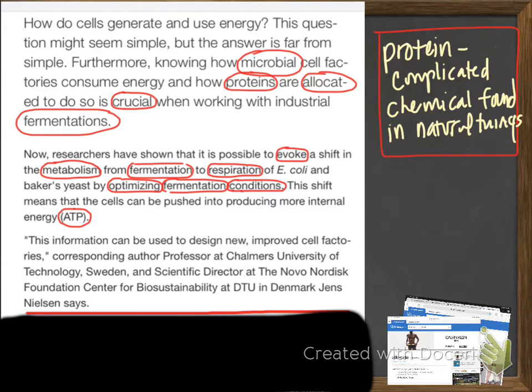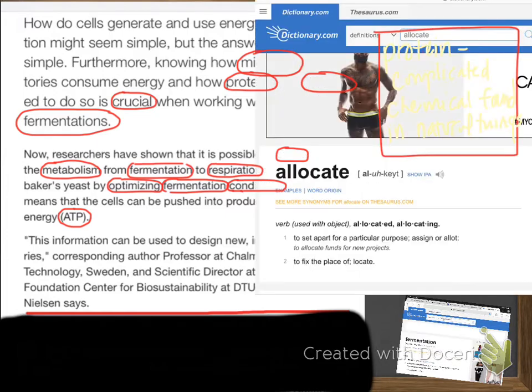Well, wait a minute. We're talking about cell factories from little microbes, so let me try that. Furthermore, knowing how the cell factory is made up of yeast and bacterial cells, consume energy, and how these complicated chemicals are allocated. Okay, well, what's allocated mean? Allocate, to set apart for a particular purpose, to assign or allot, to allocate funds for new projects.